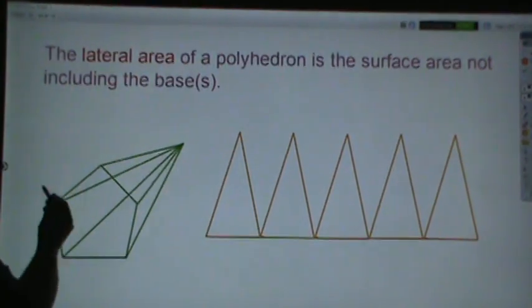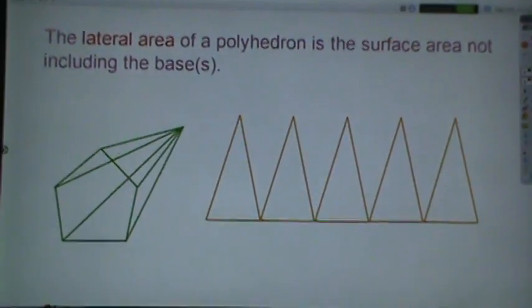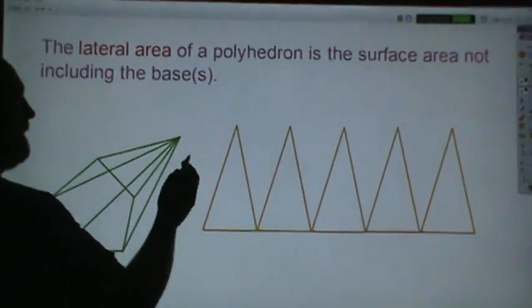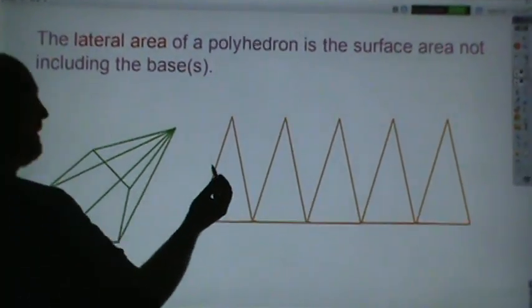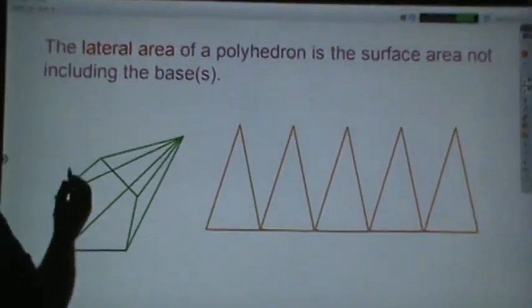In this case, we have a picture of a pentagonal pyramid. It's a pentagonal pyramid because the base is a pentagon. And if we wanted to calculate the surface area of the entire pyramid, we would add up the area of the lateral surfaces to the area of the base.